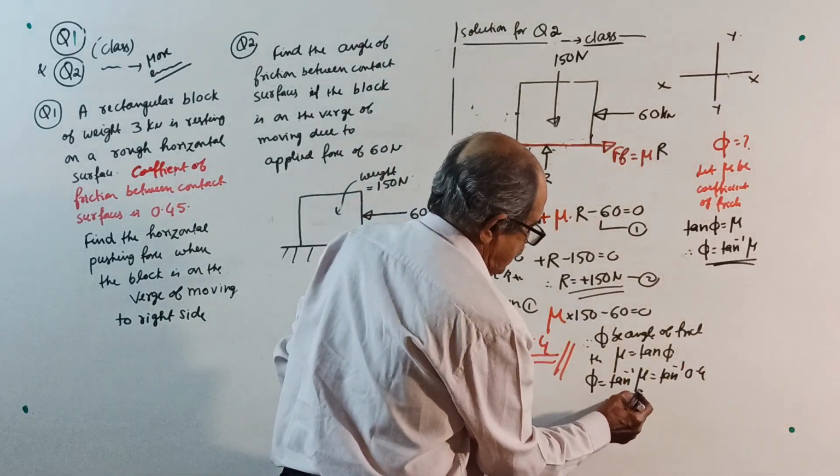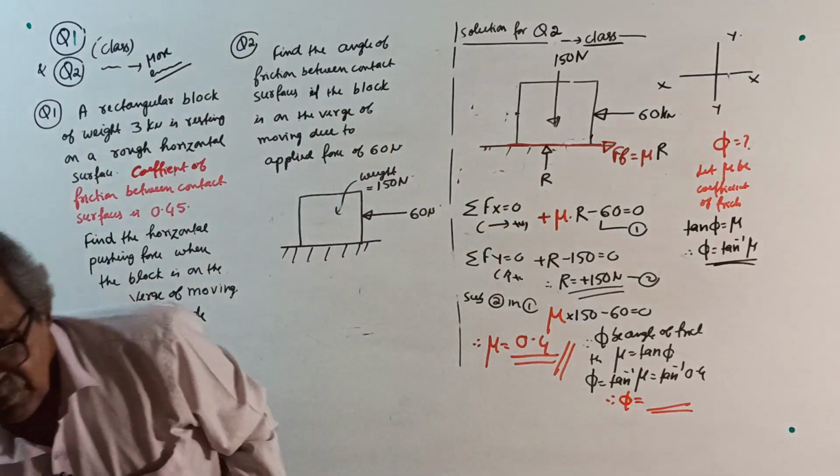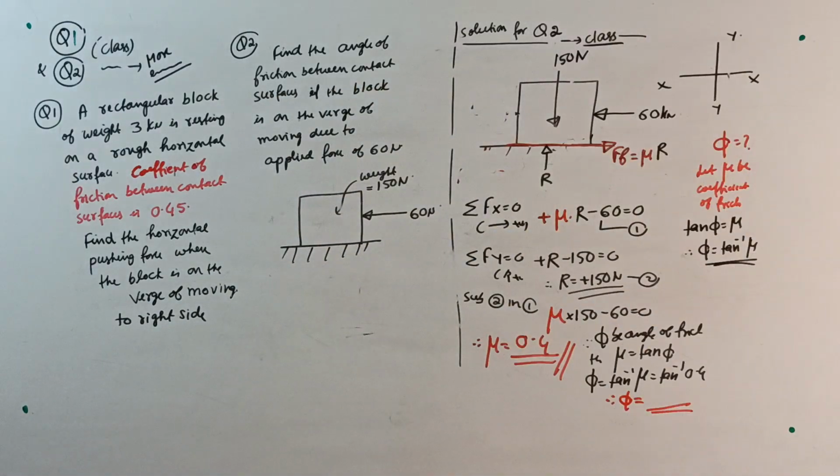Therefore, you get phi equal to, write the answer. Third decimal is sufficient. Just check the camera once. Have I gone beyond the limit? No.